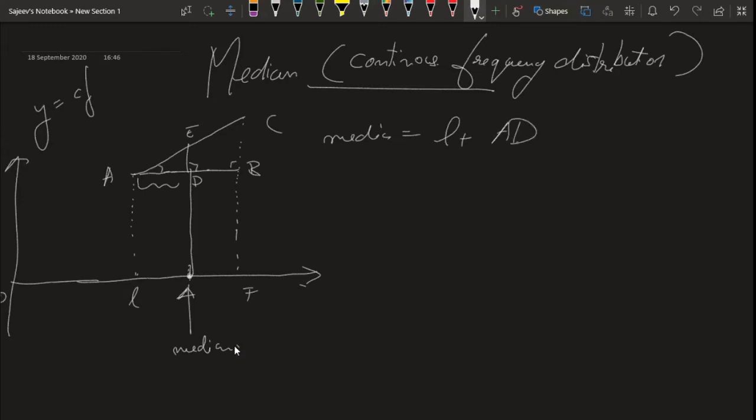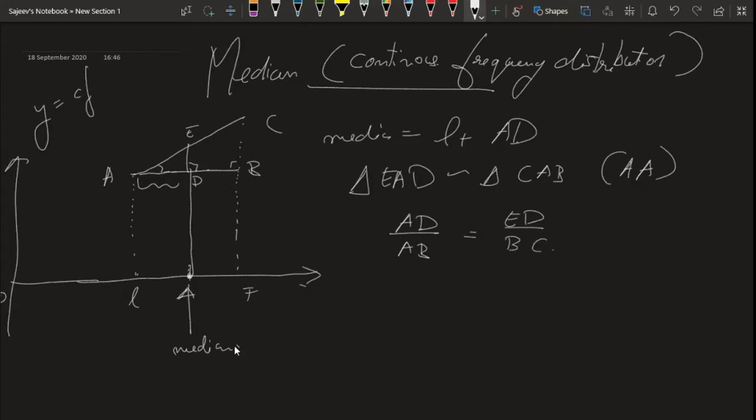Now let's look at triangle EAD. Triangle EAD is actually similar to triangle CAB. Why? Because of AAA: they share angle A and a 90-degree angle. So I can write AD by AB is equal to ED by CB, or BC. Now what does that give me?